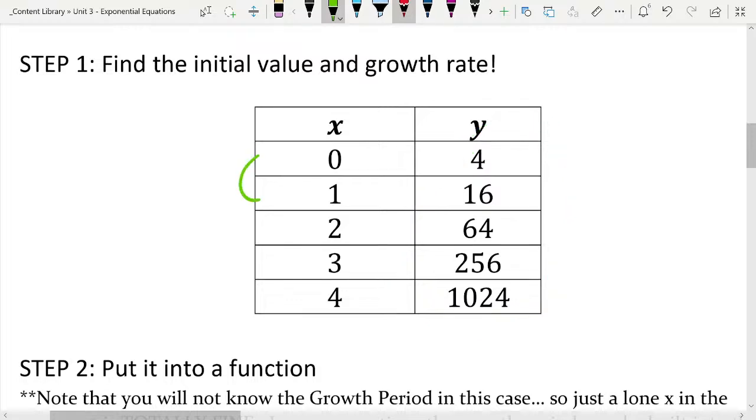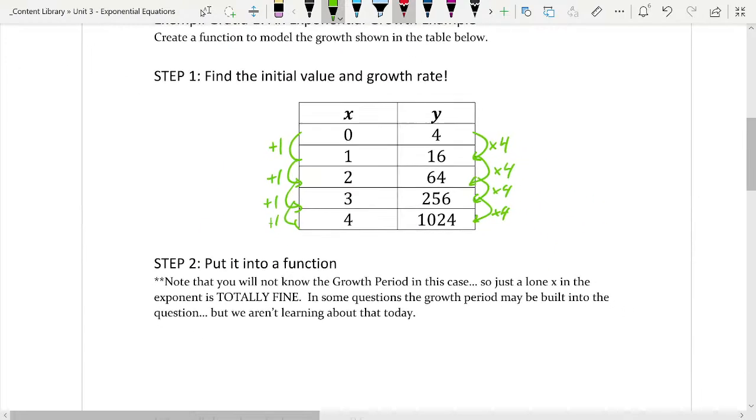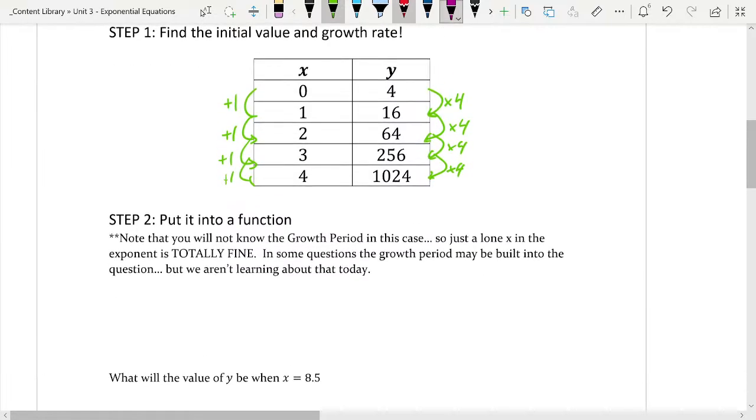So what we're doing here is we go up by 1 here. What is happening here? We are multiplying by 4. Then as we go up 1 here, we are multiplying by 4. As we go up by 1 here, we're multiplying by 4. And as we go up by 1 here, we're multiplying by 4. Okay. So this obviously tells us that we multiply by 4 each time.